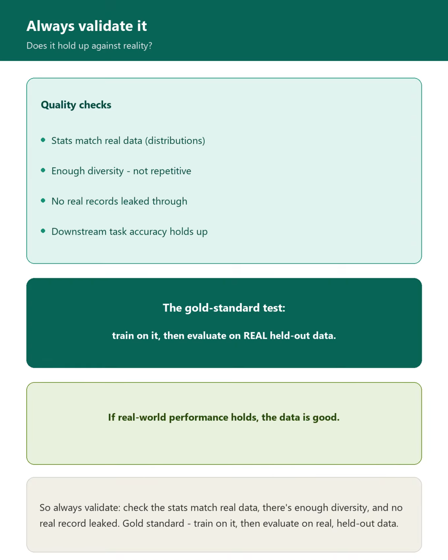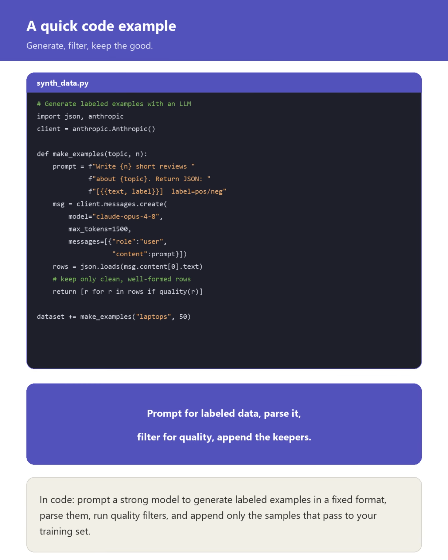So always validate. Check that the statistics match real data, that there's enough diversity, and that no real record leaked through. The gold standard is simple: does a model trained on it actually perform on real, held-out data? In code it's straightforward. Prompt a strong model to generate labeled examples in a fixed format, parse them, run quality filters, and append only the samples that pass to your training set.